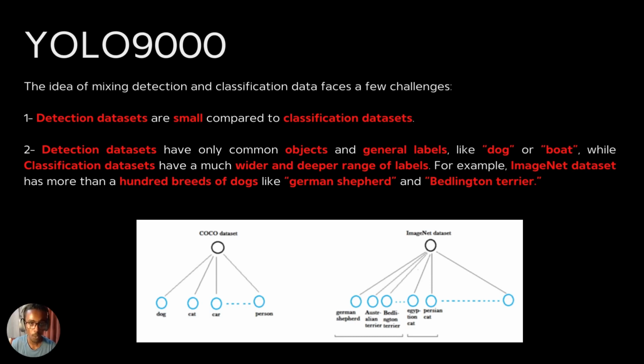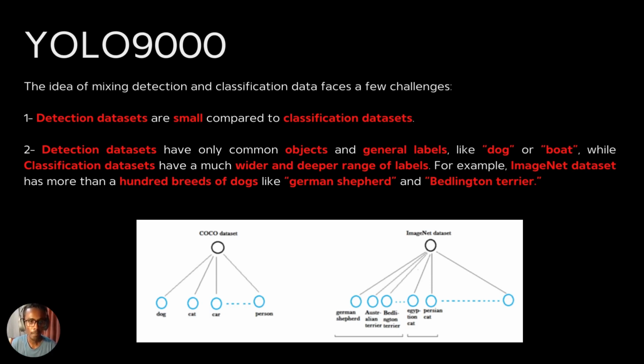And detection datasets have only common objects and general labels, and the labels are not very specific. They are general terms, like a dog or a boat. For example, they don't give you specific information like what breed of dog we are using, or what type of boat we are using.